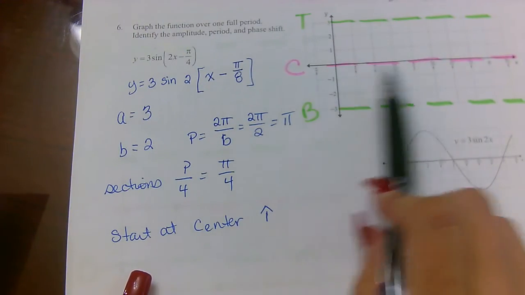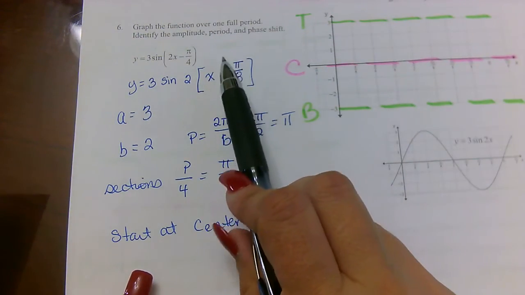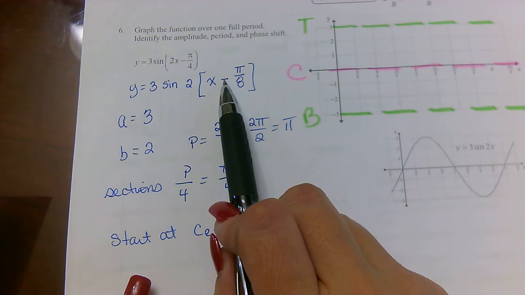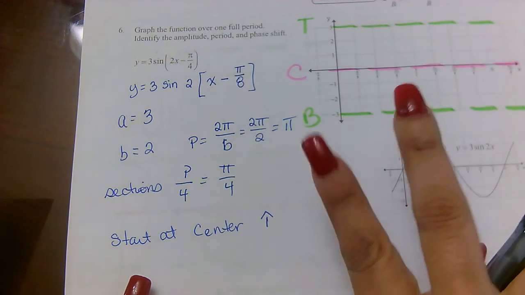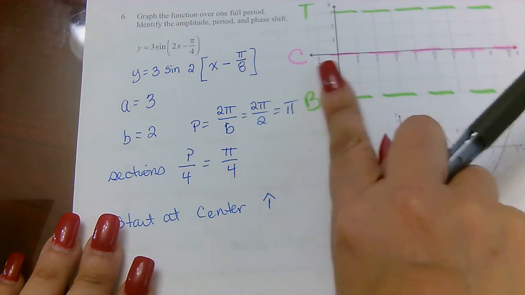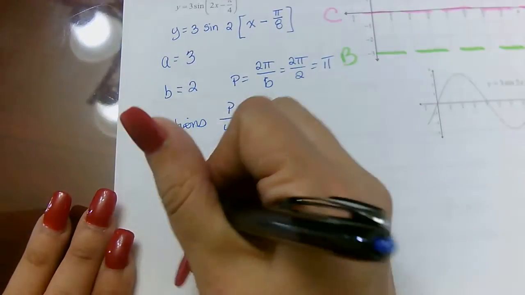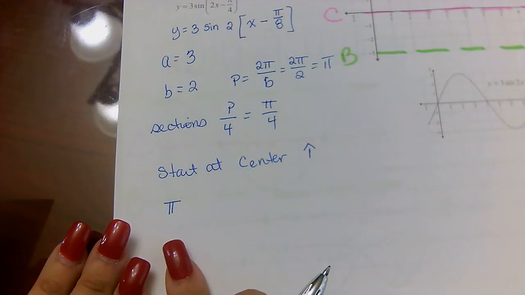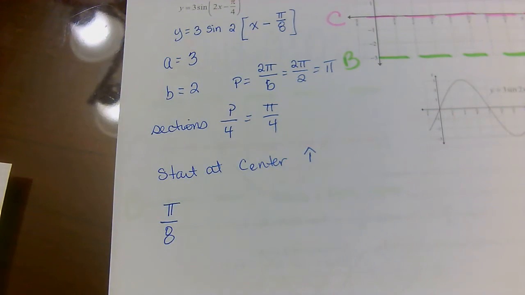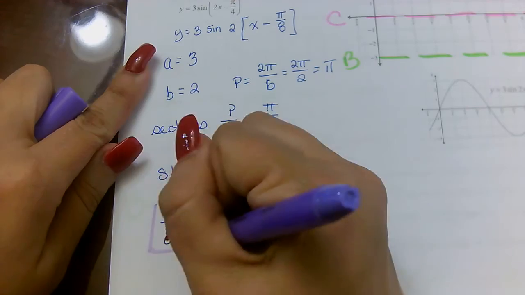Our starting point on the x-axis, there's a shift now. Now, if you remember, pi over 8 is negative, but you always are going to start on the opposite point. So instead of going back pi over 8, we're actually moving forward pi over 8. So our first starting point is no longer 0, but it's pi over 8. That's going to be our first major point. I'm going to highlight that in purple.